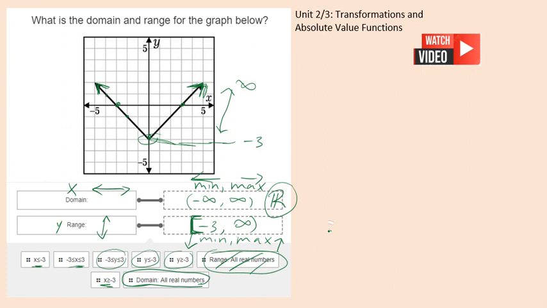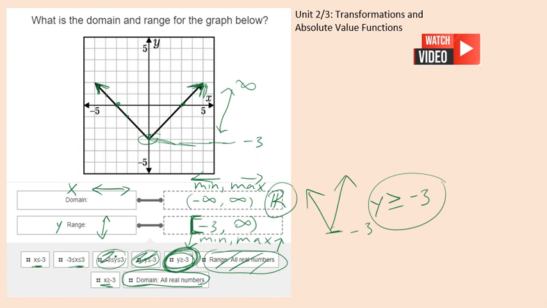If you have a minimum and then you're going higher, that means you're looking for values that are higher than -3. So we're going to say that we're looking for values that are greater or equal to -3. So that's how we get that notation of range. Y is greater than or equal to. So it's definitely this one right here, not that one or that one.